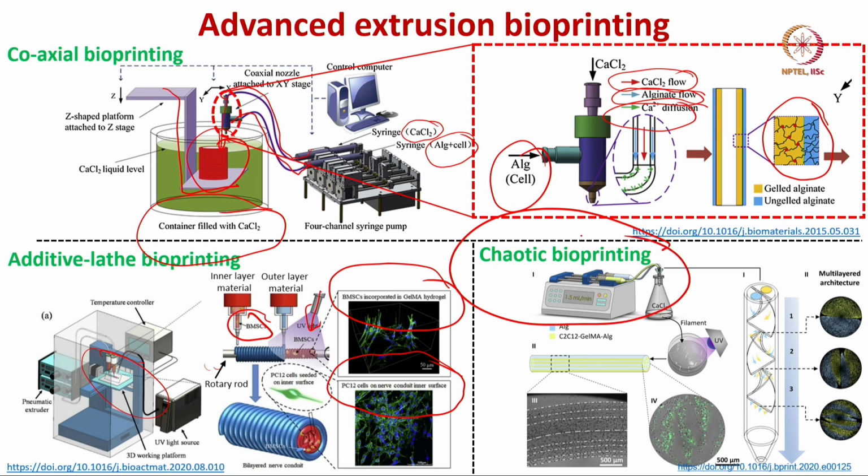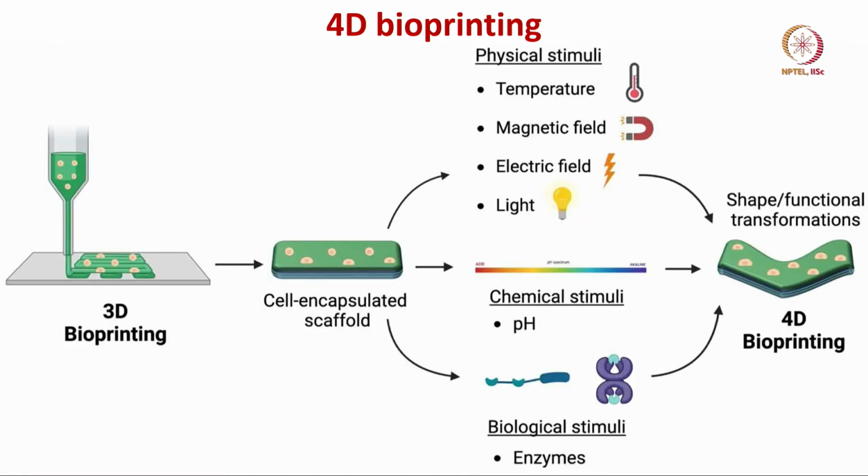The other one is chaotic bioprinting. As the name suggests, in the 3D printing nozzle you will essentially create chaotic motions of the cells and the gels together, and you can see that it is not typical regular motion, it is a chaotic motion. And then how a multi-layered architecture can be formed in these chaotic bioprinting conditions.